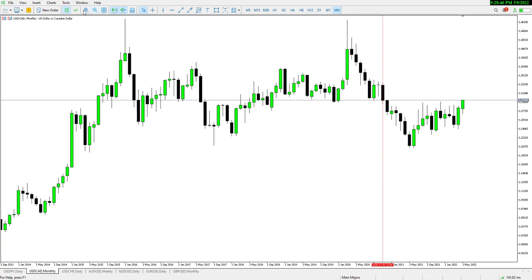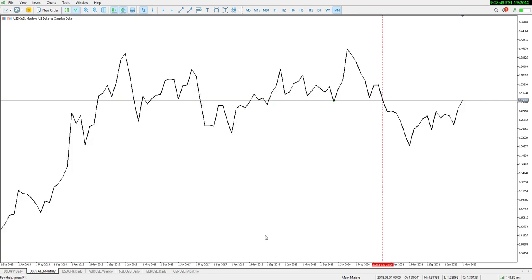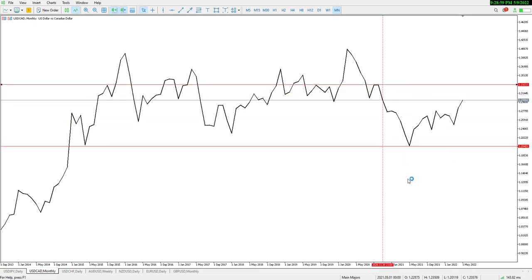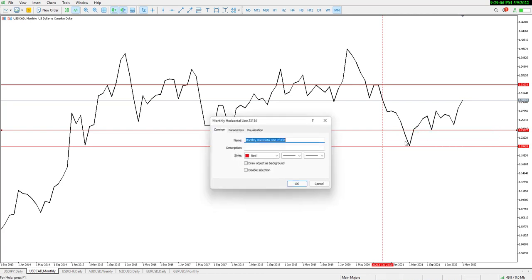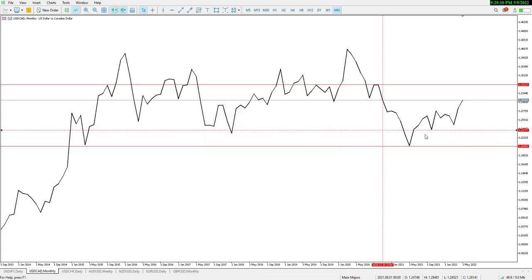Now I'm going to switch to a line chart, right? Once I switch to a line chart, the reason why I'm doing this is so that I highlight the lows and the highs of the range, and also the lows that were created in the range. I'm going to denote them with a dotted line.